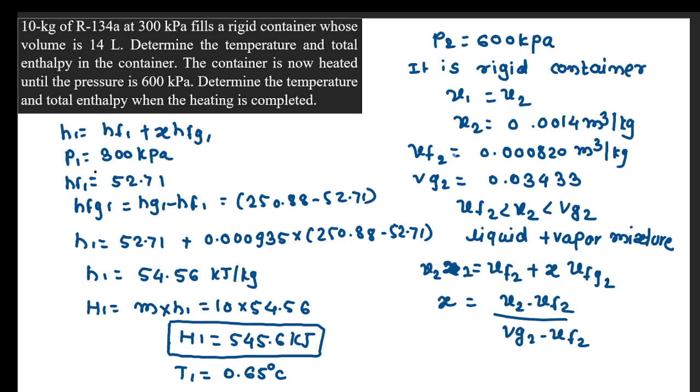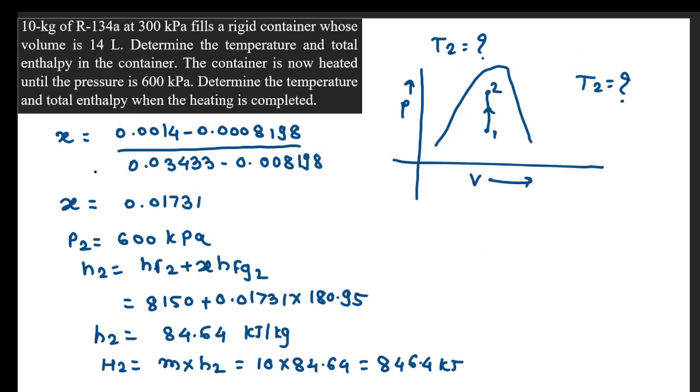So we found out the Vf2 and Vg2 at P2 equal to 600 kilopascal. So again, we found that it will be a liquid plus vapor mixture. Again, same procedure. We found out the dryness fraction. Using this dryness fraction, we have calculated the enthalpy. Using that enthalpy and the mass, we found out the total enthalpy. This is the answer. And also, my question to you guys, what will be the final temperature T2 here? So, thank you.